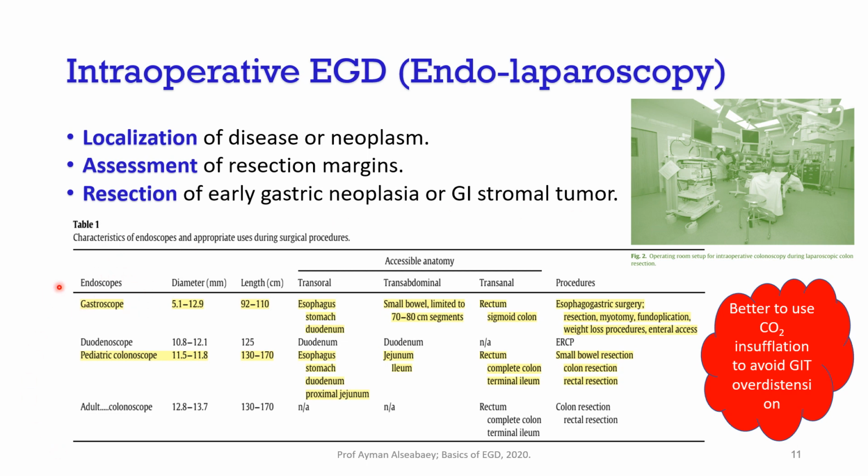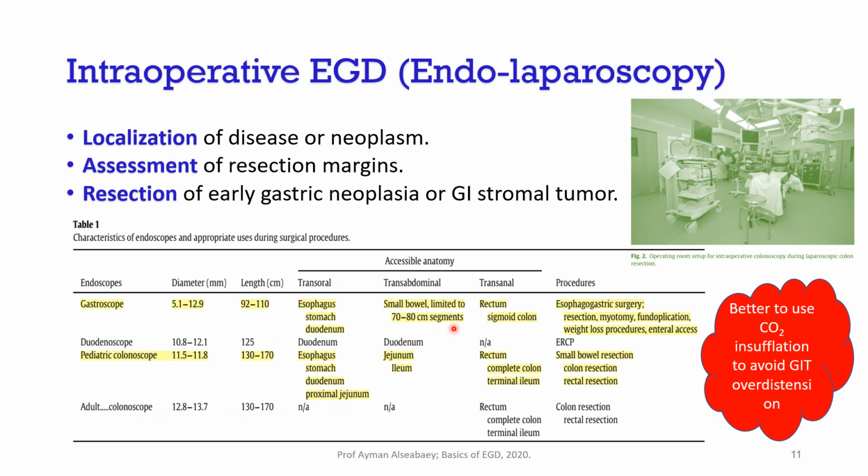In this table, you find the types of the endoscopes which can be used intraoperatively, and I want you to know that nowadays there are surgeons who are learning endoscopy to do intraoperative EGD instead of calling the endoscopists. So the gastroscope, you can use it in esophagogastric surgery, in myotomy, fundoplication, weight loss procedure, enteral access. Duodenoscope, you can access the duodenum transorally, and you can also access the duodenum transabdominally to do ERCP, especially if there is gastric obstruction, for example.